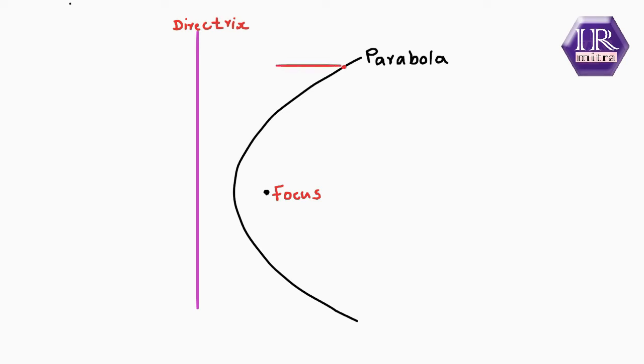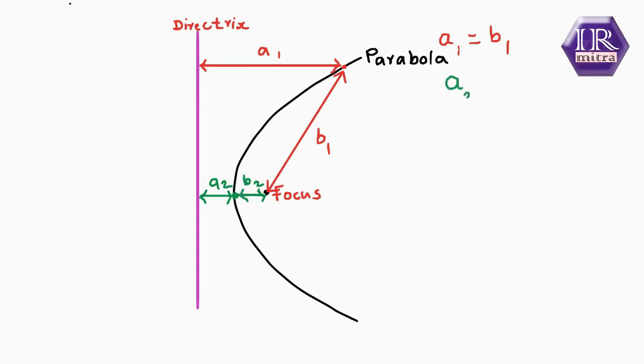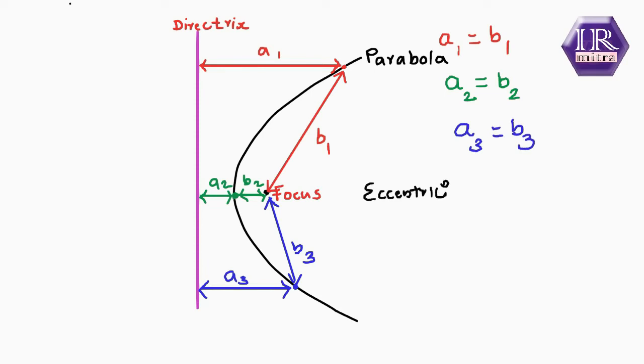That is, if we take a red dot on the parabola, then the distance from the directrix is a1 and the distance from the focus is b1, and a1 should be equal to b1. Now take a green dot on the parabola, then the distance from the directrix is a2 and from the focus is b2, then a2 should be equal to b2. Then the third point, the blue one, the distance from the directrix is a3 and from the focus is b3. Now a3 should be equal to b3.